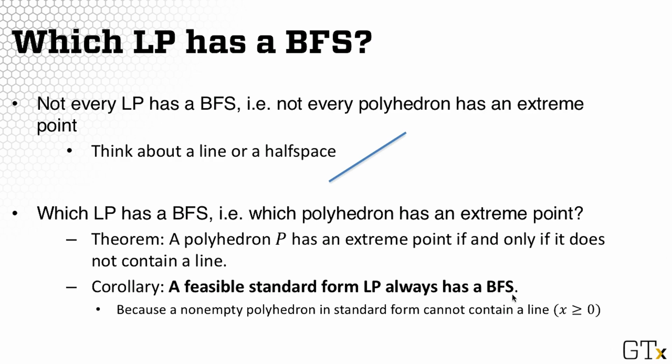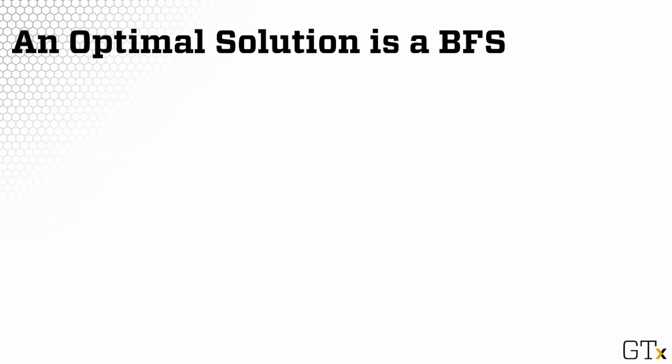Of course, you could have a polyhedron that is empty, so there's no basic feasible solution. So for non-empty, that's why I call it feasible standard form LP. If the feasible region is not empty, then it must have a basic feasible solution. So that is good, because if we solve a standard form LP and it's feasible, then we are guaranteed to have a basic feasible solution. But if we solve a general LP, then we may not have a basic feasible solution.